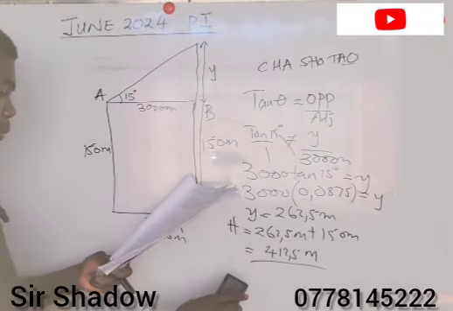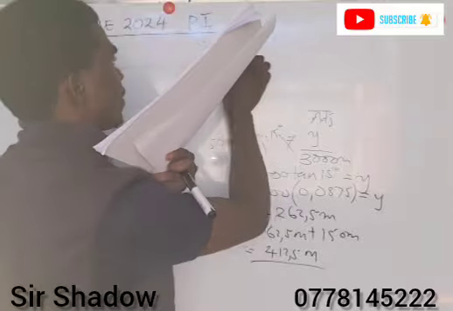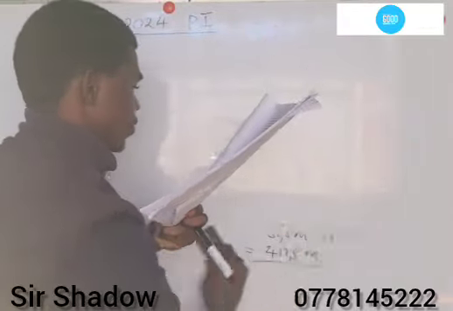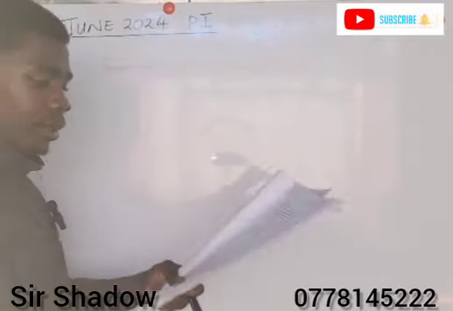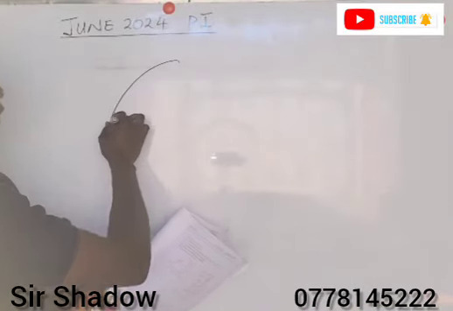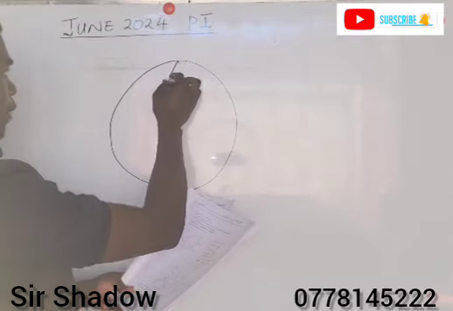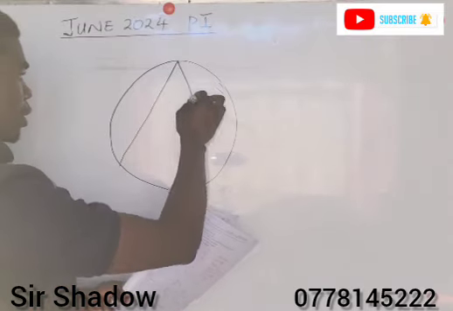Let's move on. Question 5. Question 5 is all about circle geometry. So we are given this question on circle geometry.